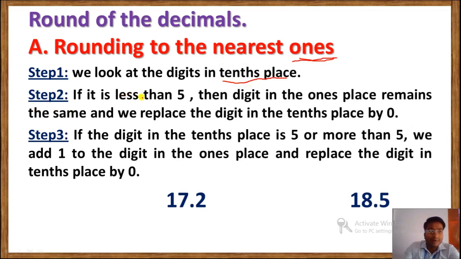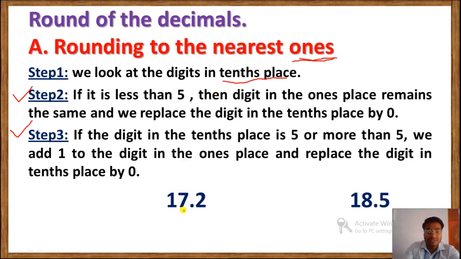Step number 2: if it is less than 5, then the digit in the ones place remains the same, and we replace the digit in the 10th place by 0. Step number 3: if the digit in the 10th place is 5 or more than 5, we add 1 to the digit in the ones place and replace the digit in the 10th place by 0. So in the same way, we have two conditions here. Now see the example and try to understand the concept.